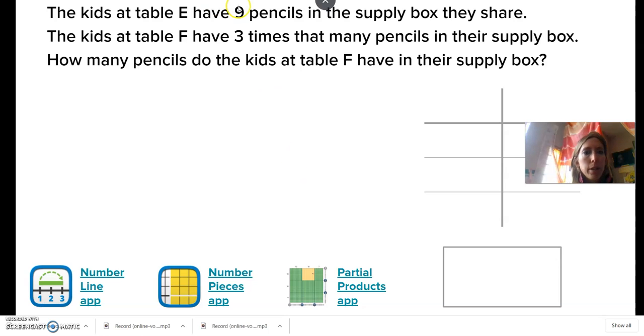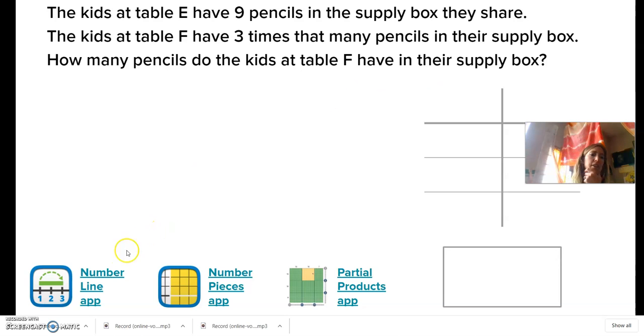So the kids at table E have 9 pencils in the supply box they share. How many do they have? Say it all out. No, they don't have 2. They have 9. They have 9 pencils at their table. But you know what? The kids at table F, they have 3 times that many pencils in their supply box. They don't have 9. They have 3 times that amount.